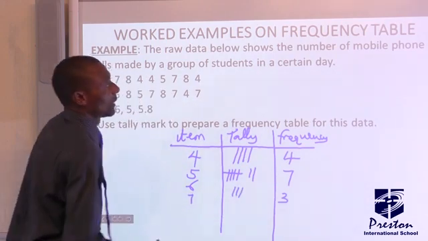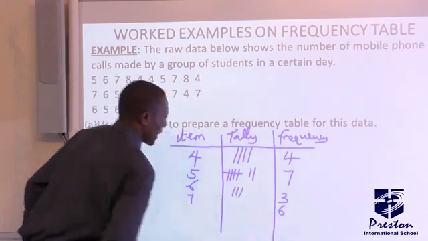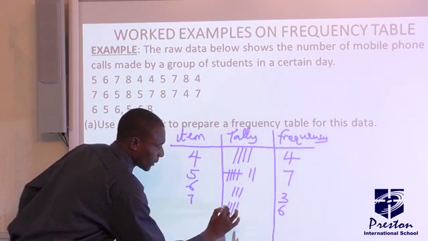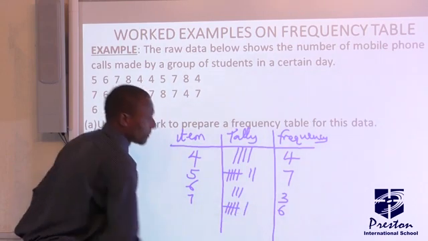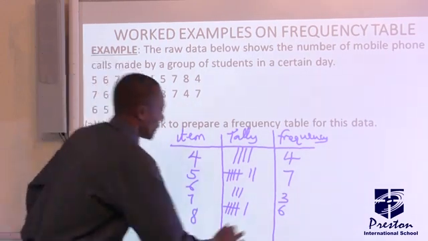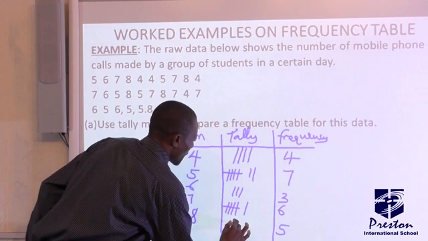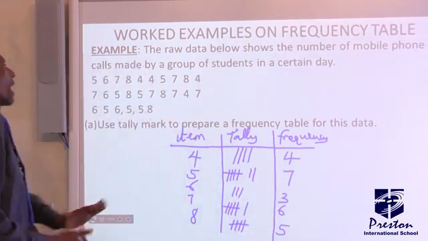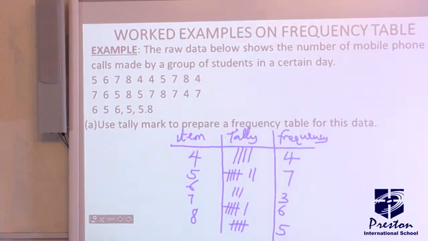What about 7? That is 6. How do I get my tally for 6? It means 1, 2, 3, 4, the horizontal will make it 5, then this makes it 6. What about 8 calls? How many of them? 5. I have 1, 2, 3, 4, and then 5. This is how to prepare our frequency table.